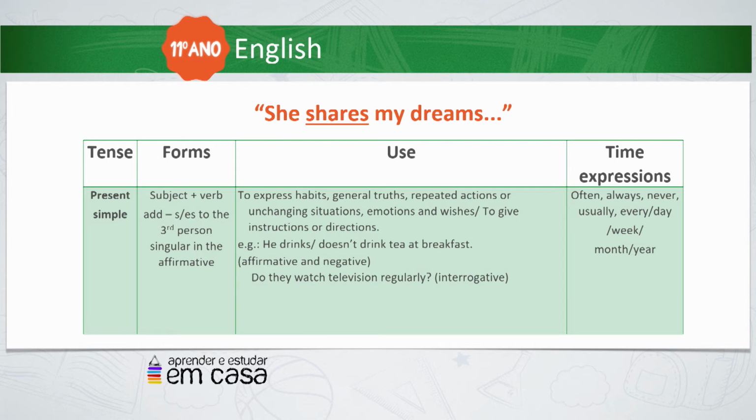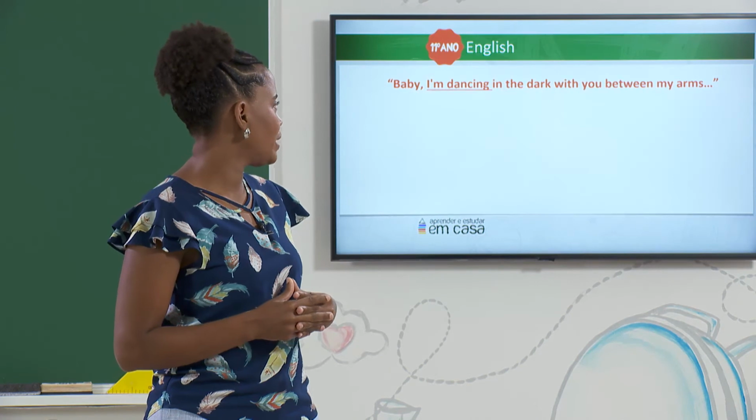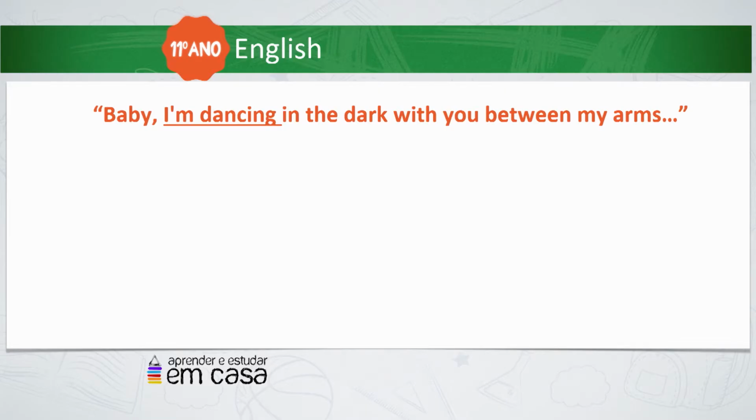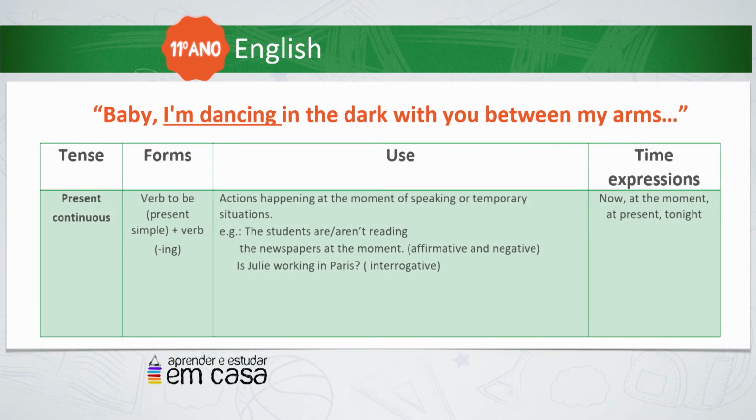The time expressions that we usually use with the present simple are the adverbs of frequency that you already know. So in this case, often, always, never, usually, every day, every week, every month, or every year. The next sentence we have is, baby, I'm dancing in the dark with you between my arms. I'm dancing. It is the present continuous, correct? So we use the present continuous for actions happening at the moment of speaking or temporary situations. How to form the present continuous? We have the verb to be in the present plus the verb in the infinitive plus ing.